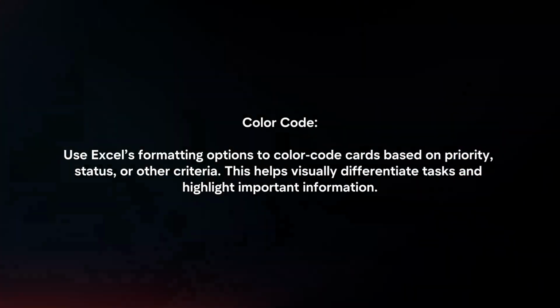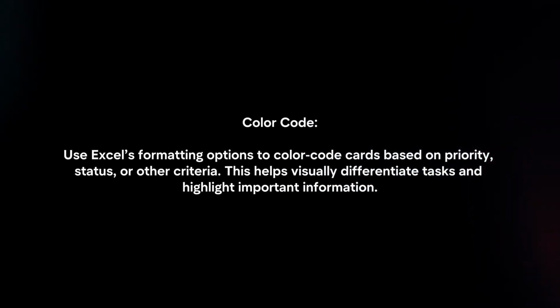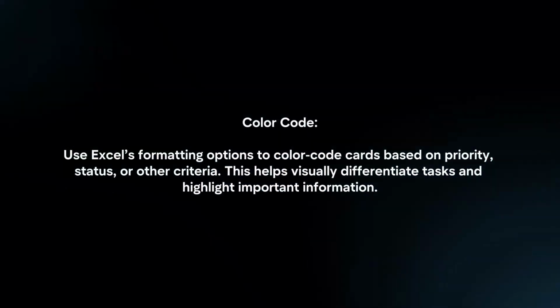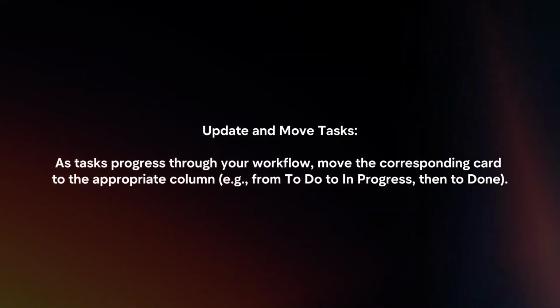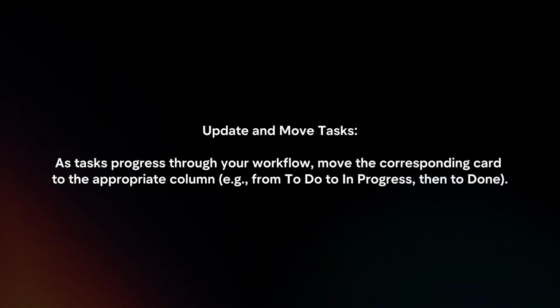Color code. Use Excel's formatting options to color code cards based on priority, status, or other criteria. This helps visually differentiate tasks and highlight important information. Update and move tasks. As tasks progress through your workflow, move the corresponding card to the appropriate column.